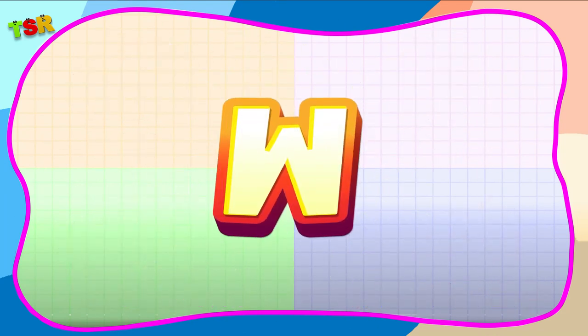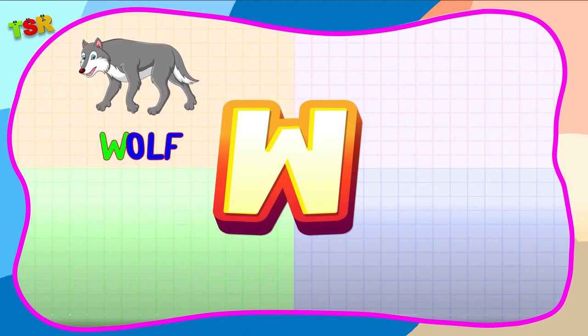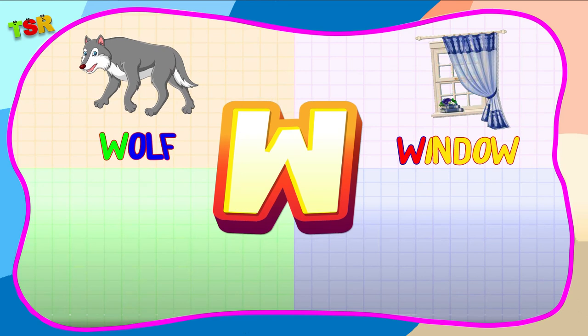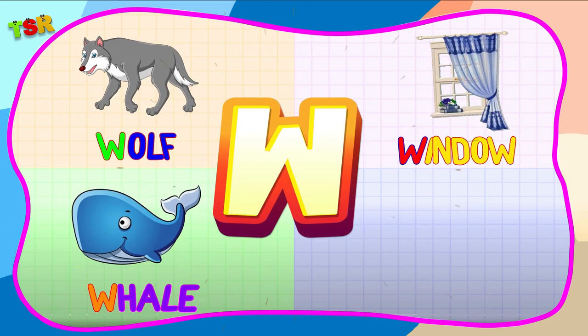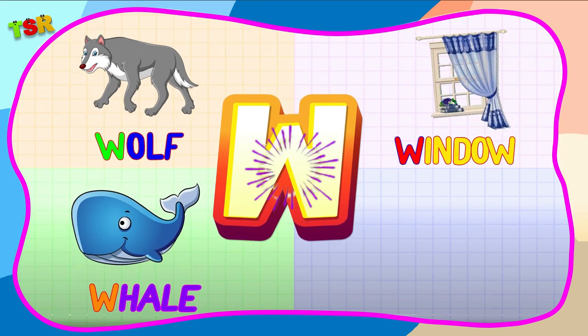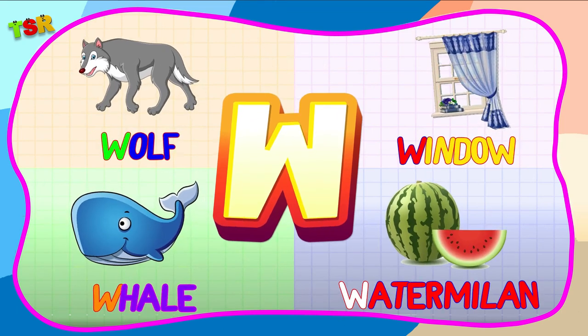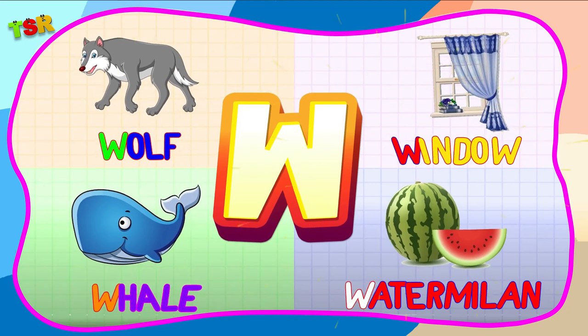Letter W is for wolf. Wolf. Window. Window. Whale. Whale. Watermelon. Watermelon.